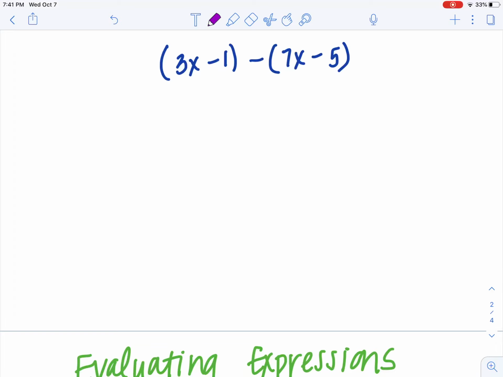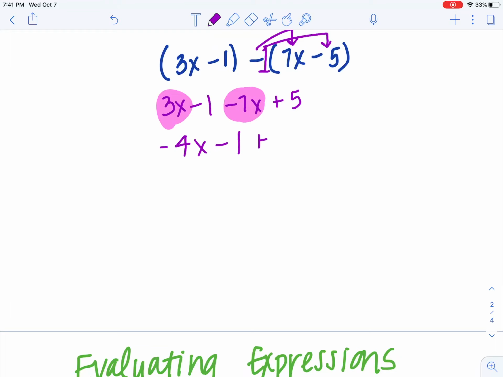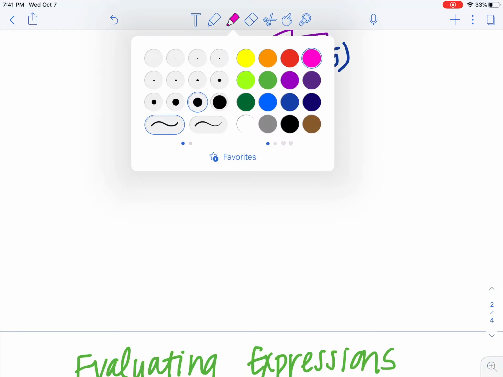All right, here we have 3x minus 1 minus 7x minus 5. So again, we want to distribute that negative through. So this becomes 3x minus 1 minus 7x, and then a negative 1 times that negative 5 becomes a plus 5. Okay, so my like terms here, I've got a 3x and a negative 7x. So that becomes a negative 4x. Then we still have minus 1 and plus 5.